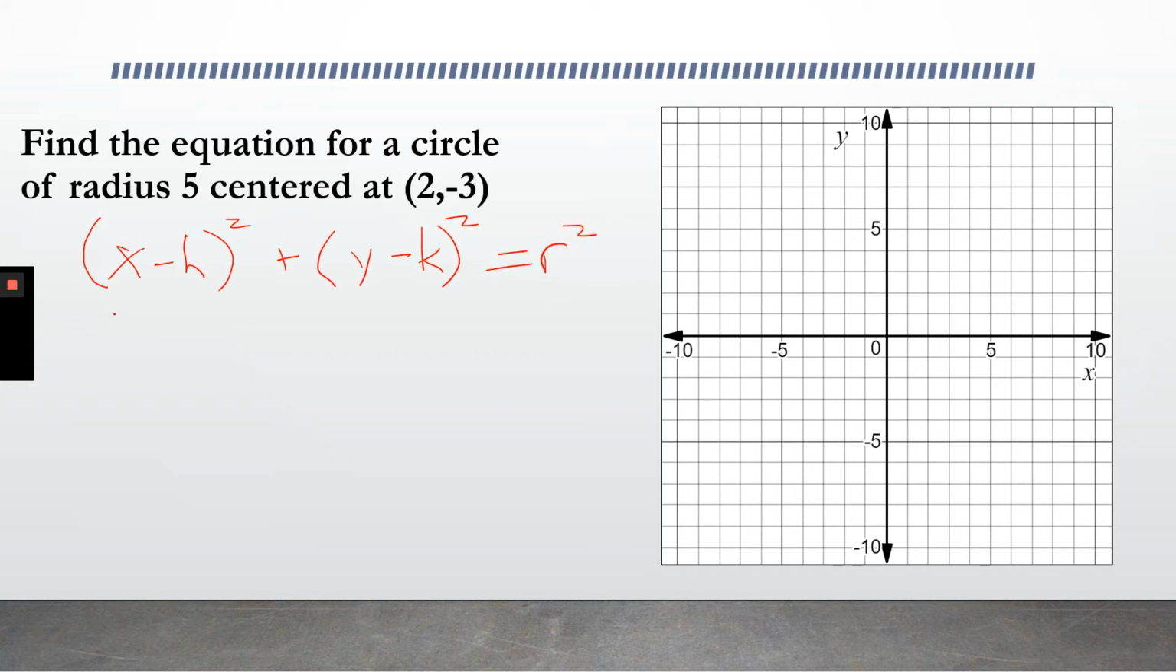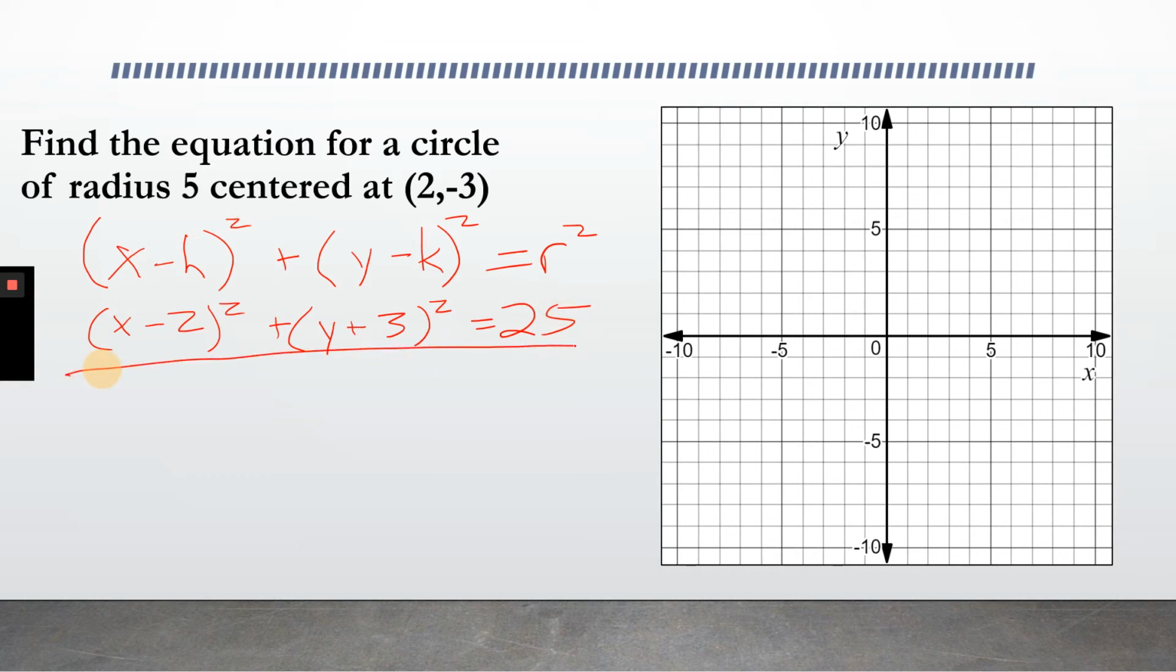And if we just plug in our points, where (h, k) is the center of the circle, it's (x - 2)^2 + (y - (-3))^2, which is (y + 3)^2, equals r^2. With the radius being 5, this is 25. So that's the equation for our circle.